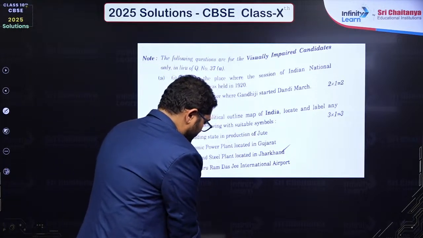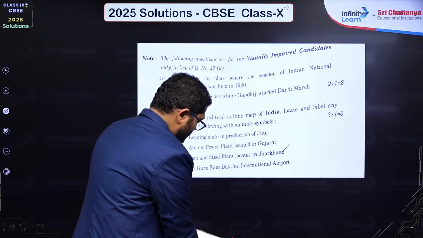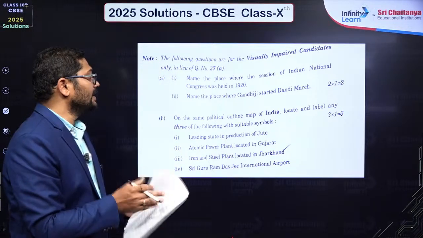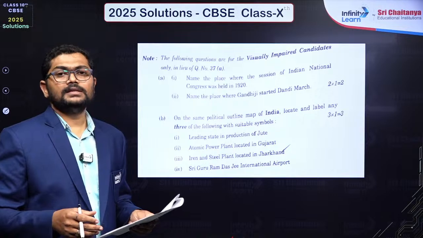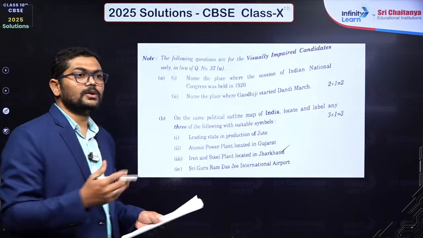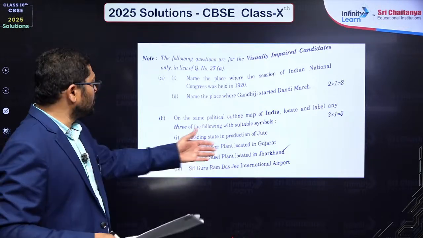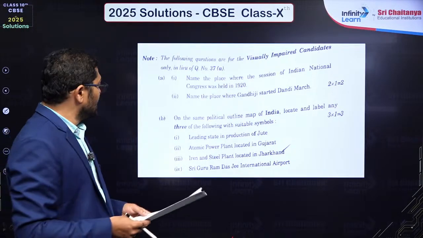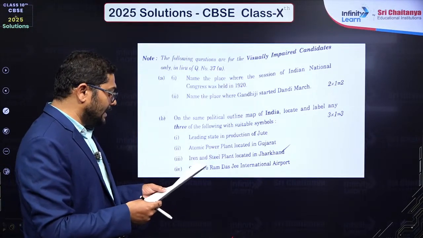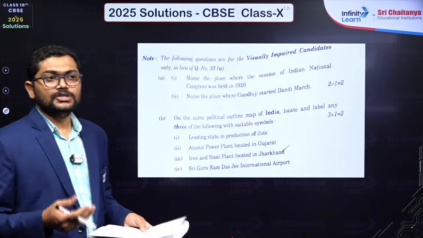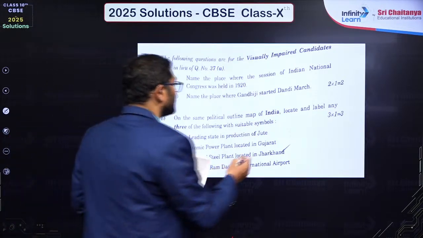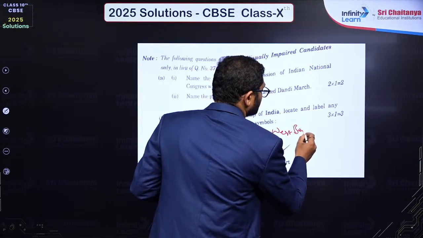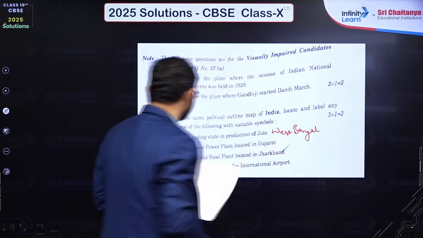So let's see question number 37B. Here we have the internal choice, where 4 places are given for locating and labeling, and out of the 4 you need to locate and label any 3. The first one is the leading state in the production of jute. It is West Bengal. So West Bengal, the first one.